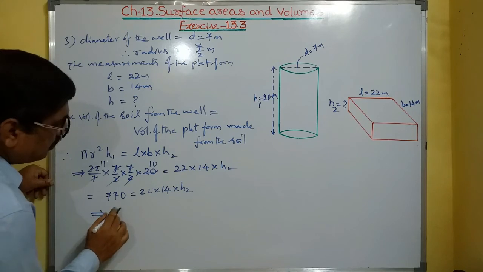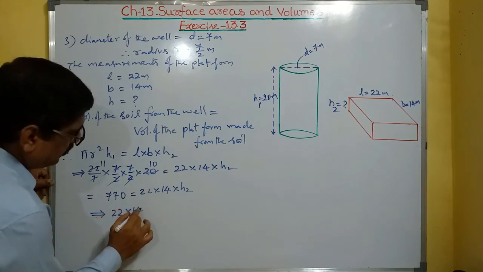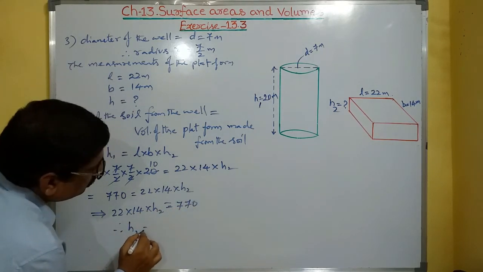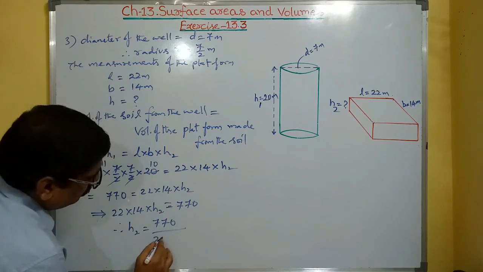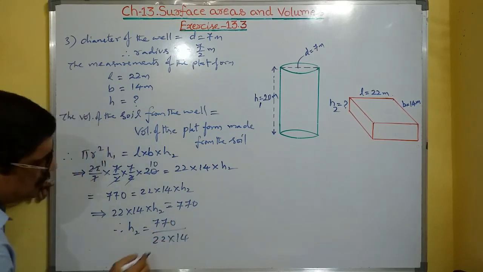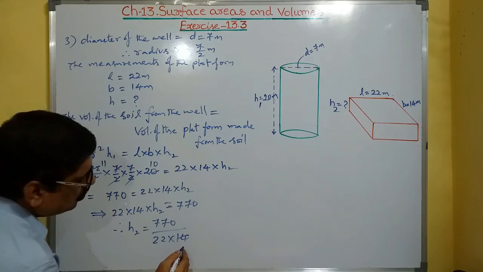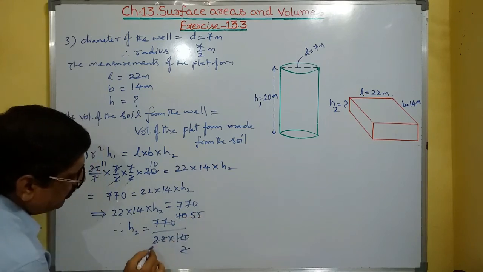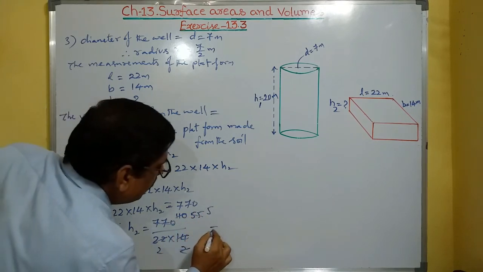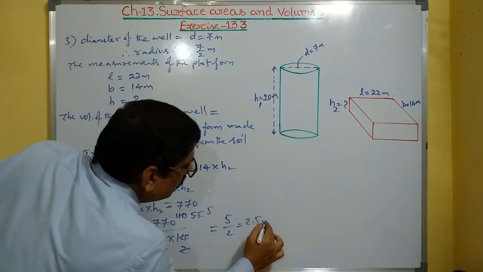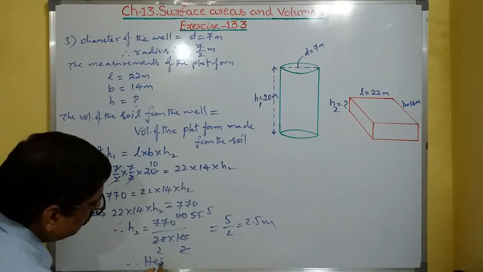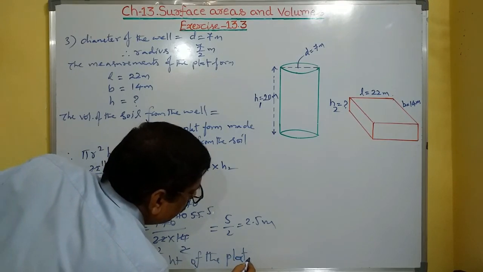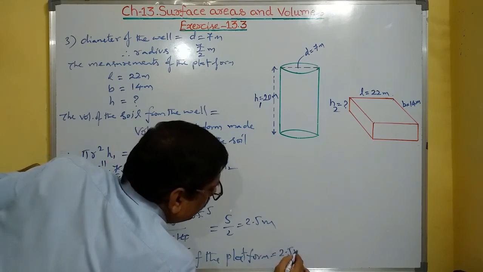Let us write in the reverse. So 22 into 14 into H2 is equal to 770. Therefore, H2 is equal to 770 by 22 into 14. Now 7 2s are 14, 7 1s are 7, and 2 55s, and 11 2s are 22, 11 5s are 55. So finally we get 5 by 2. 5 by 2 means 2.5 meters. Therefore, the height of the platform is equal to 2.5 meters.